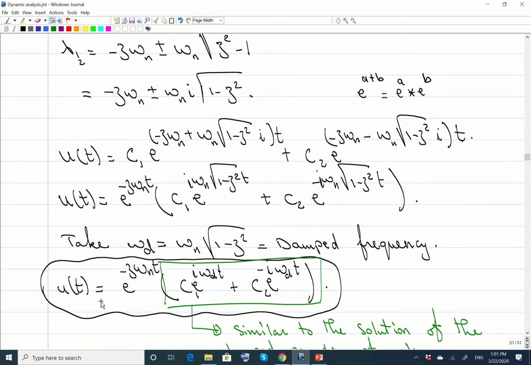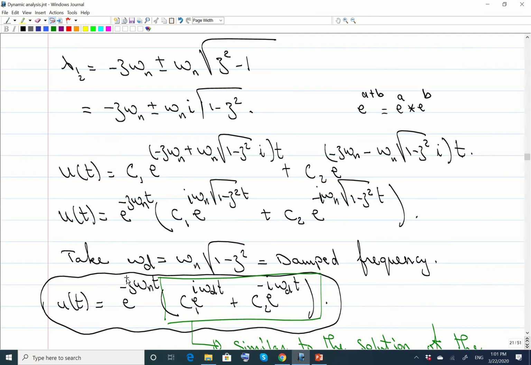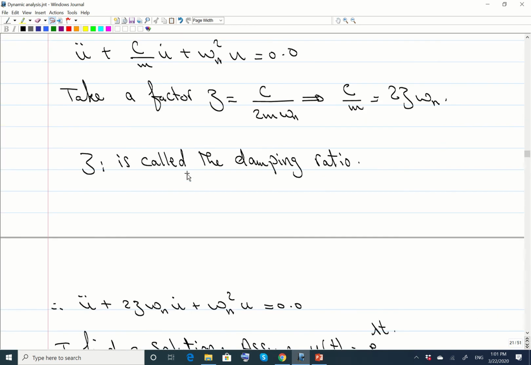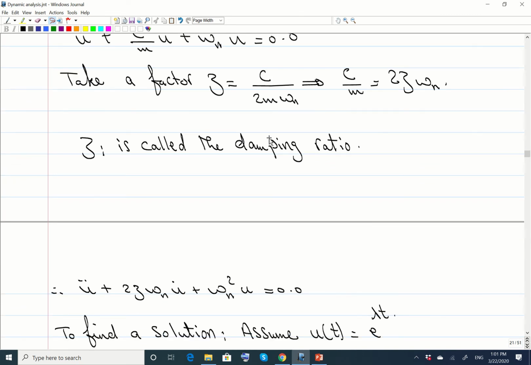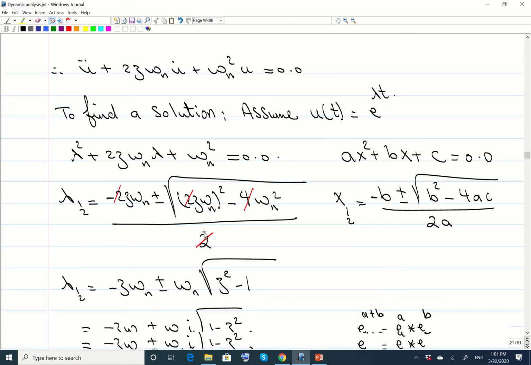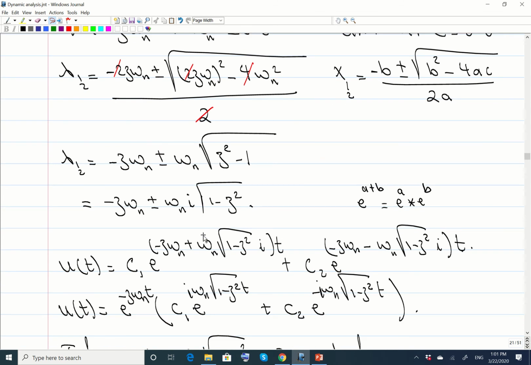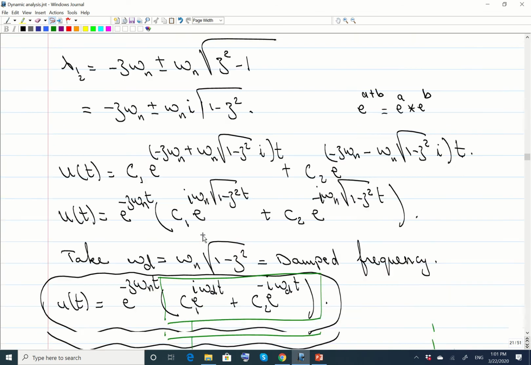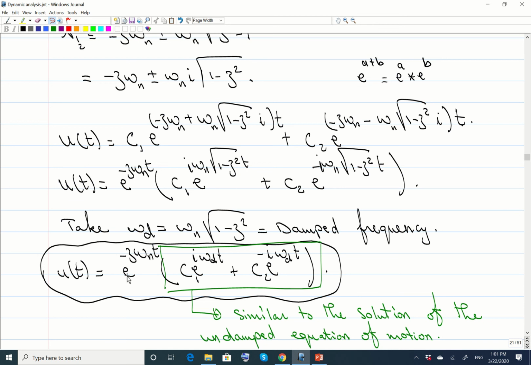So u of t is e power negative zeta omega n t. Okay, and we introduced zeta. We know zeta is c divided by 2 m omega n. So c divided by 2 m omega n, that's zeta. It depends on the damping factor, the mass and the frequency. So e power negative zeta omega n t multiplied by c1 e power i omega d t plus c2 e power negative i omega d t.